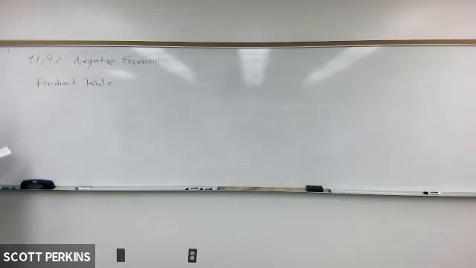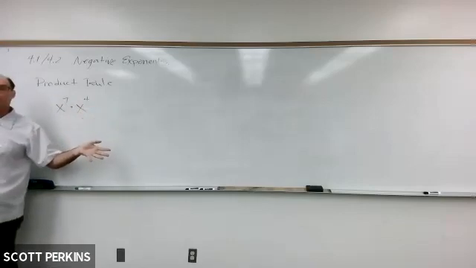So for instance, here's a pretty typical example. If I have x to the 7th times x to the 4th, notice I'm multiplying. That's what the dot means. Some specifics about this: when you apply the product rule, the base has to be the same. If the bases are different, there's nothing you can do here.